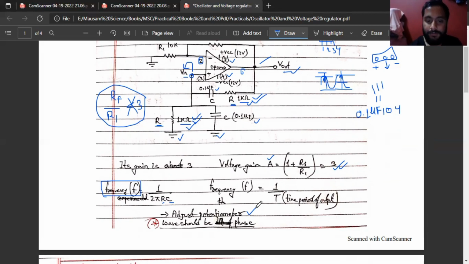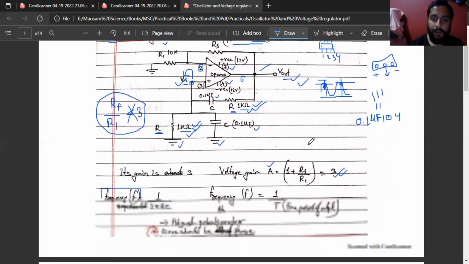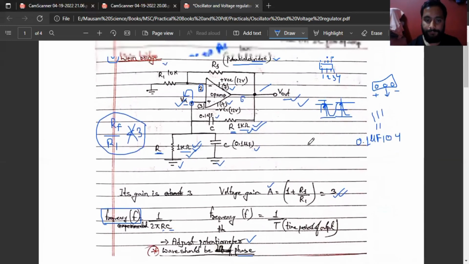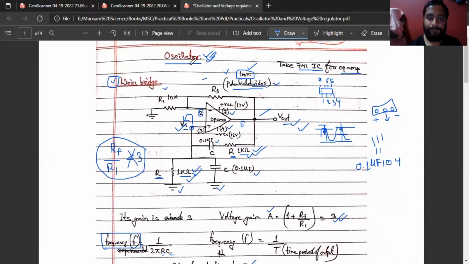So these things will be understood. And another thing is the waves will be in the same phase. Whatever input wave is supplied, the output wave and input wave will be in the same phase. There should not be any kind of phase difference between these two. So I hope it is clear about this Wein bridge oscillator.